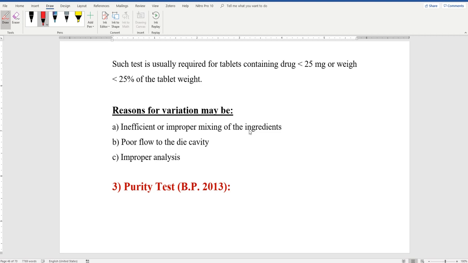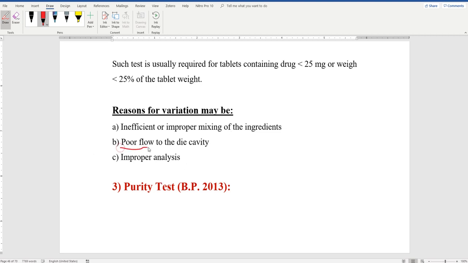Of course segregation can be a reason. I did mixing of the drug and excipients, then after that I had segregation. So when I did tableting, some tablets contained very high drug and some others contained very little drug.